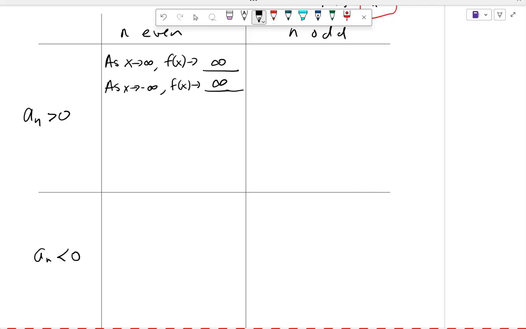What happens if you multiply by a negative in front? Instead of them both going up, what would happen? They both go down. Good. So this would be f of x goes to negative infinity. As x goes to negative infinity, f of x goes to negative infinity.